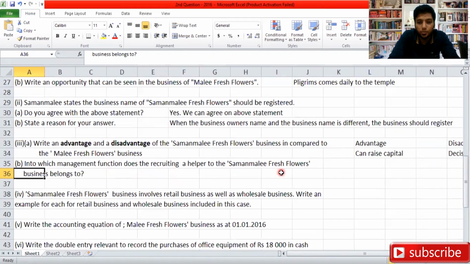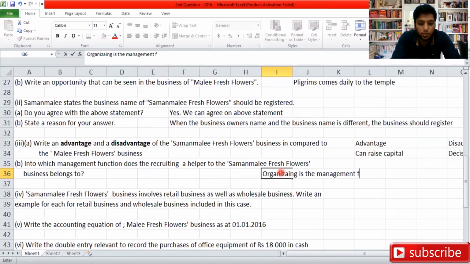So you can write here organizing. You can write just organizing, or you can also say organizing is the management function. You can write like this. Okay, organizing is the management function. Then we move on to the next, Roman number 4.